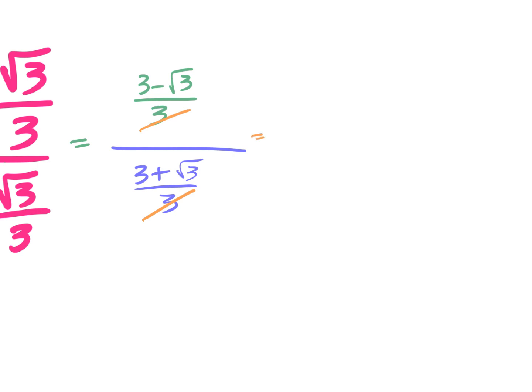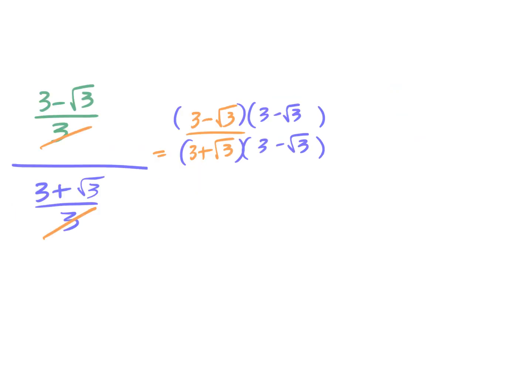And then, if you are right, we're at 3 minus root 3 over 3 plus root 3. And you guys, the reason we want to use the conjugate is we cannot have a square root in the denominator. The conjugate will get rid of it. Here we go. What is the conjugate? 3 minus root 3.